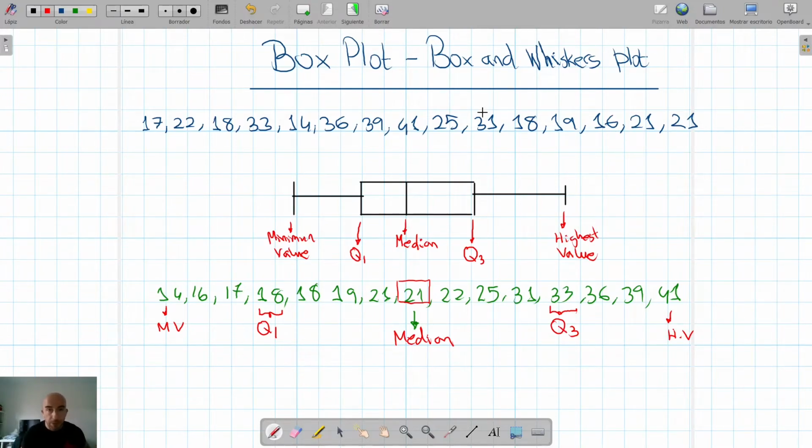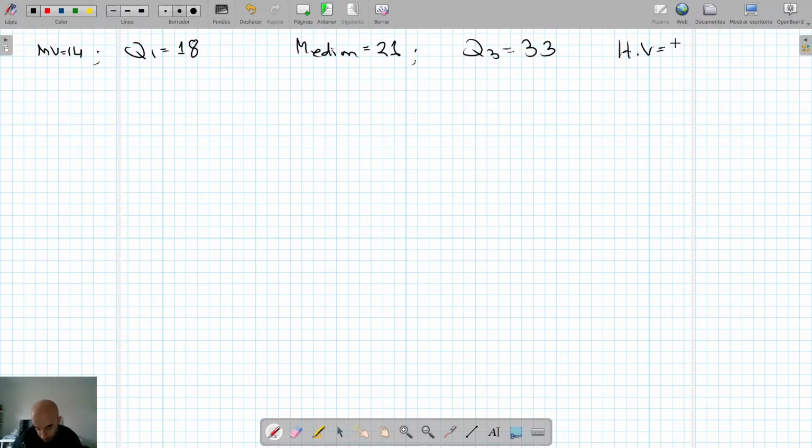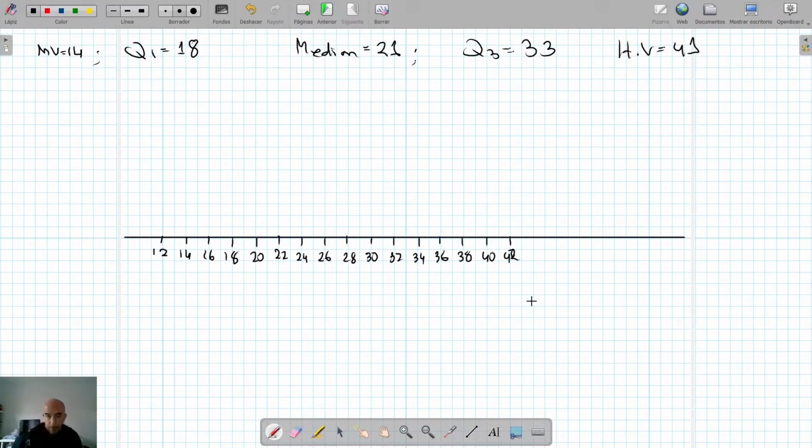Let's go to another page. I'm going to write the values. Our median was 21. Our first quartile was 18. Our minimum value was 14. Our third quartile was 33, and our highest value was 41. Let's plot here an axis, and we have to have values from 14 to 41, and that's it. Imagine we would draw the rest of the graph to the right or to the left. Okay, and let's draw our box and whisker plot.